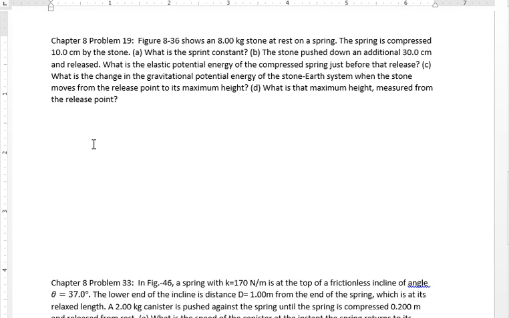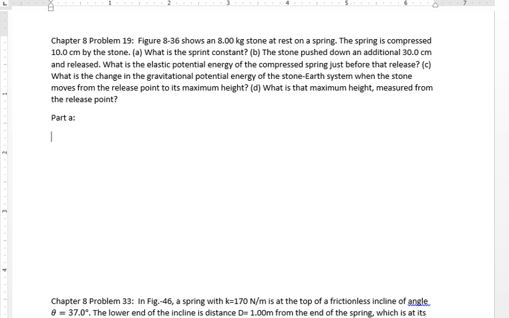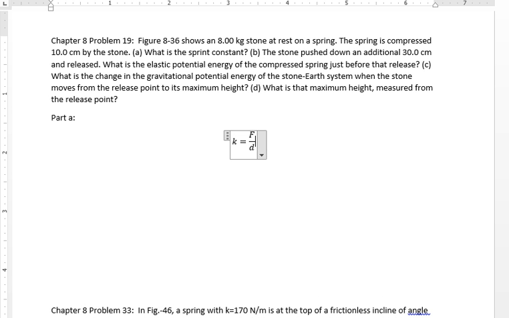Okay, in problem 19, we have an 8-kilogram stone sitting on a spring, and by putting it on the spring, we compress the spring by 10 centimeters. So in part A, they're asking what is the spring constant. Now remember, the spring constant K is the force per unit length that it takes to compress the spring.